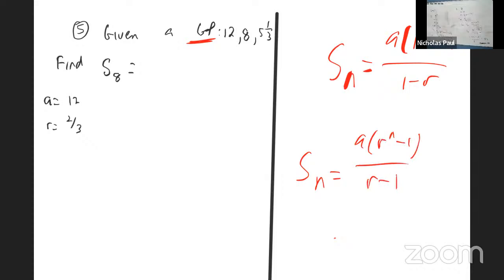Now, the question told us what a is, so we know what a is and we know what r is. And the question said to sum n terms, so n is 8. Since r is less than 1, we're going to choose this version of the formula: a(1 - r^n) over 1 - r. Alejandra, you okay with why we chose that formula?